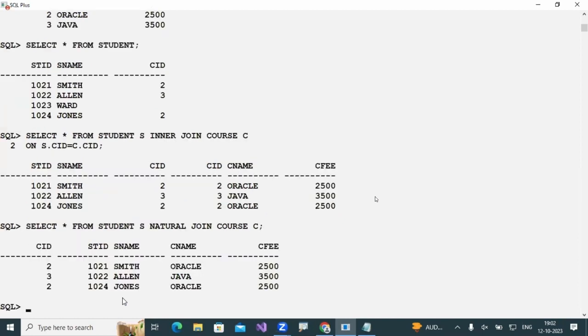Now we can see the above equi-join result and the natural join result, both are the same. Is there any difference? No, same. Here also we retrieve Smith, Allen, Jones. Here also I got Smith, Allen, Jones. But what is the difference now? Here CID is repeated how many times? But here, one time. So it automatically avoids duplicate columns.